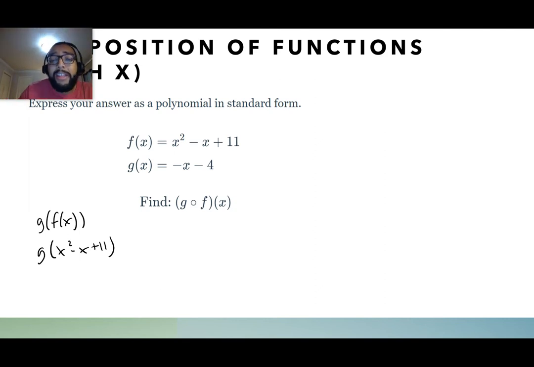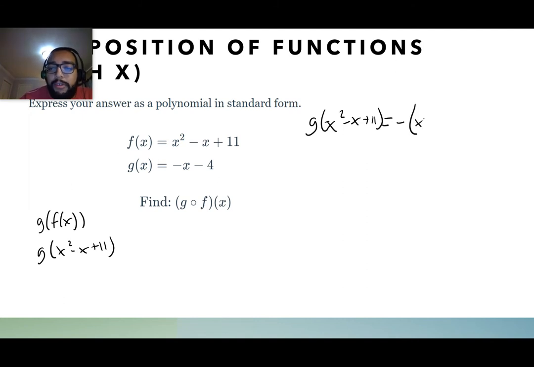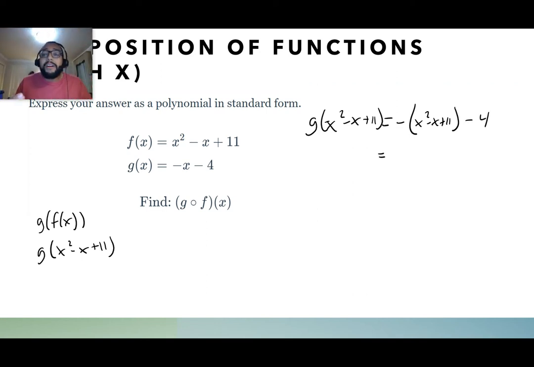So now, and there's a lot more space over here, so I'll work it out here. So g of x squared minus x plus 11. I should have enough space. We'll make it work. Minus 4. Again, I plugged in x squared minus x plus 11 into my g of x function.